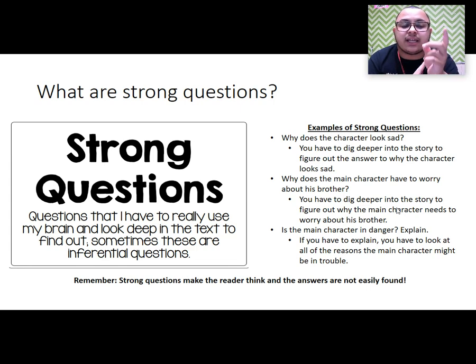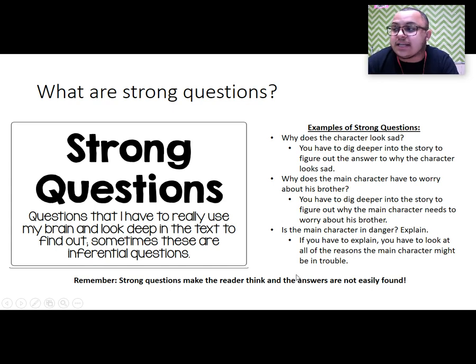Explain. A good rule of thumb is if you have to explain, then you need to look at all of the reasons that the main character might be in trouble, and that means that you're going to have to dig deeper. Sometimes the story isn't just going to say the main character is in trouble because sometimes you're going to have to infer and make educated guesses as to why that character's in trouble. And remember, strong questions make the reader think, and the answers are not easily found. Some of them might be hard to answer.